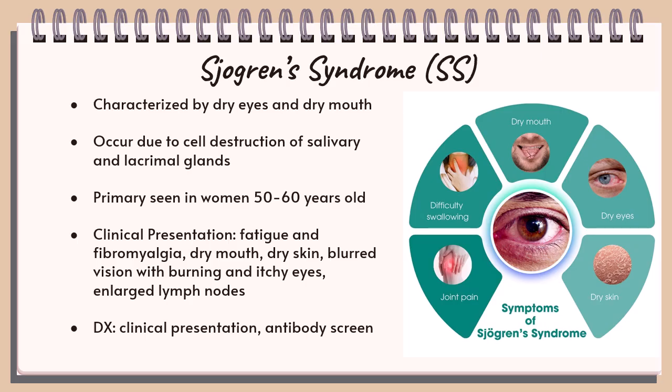How it's diagnosed is going to be based on clinical presentation and antibody screening to see if it's autoimmune. But because some of these symptoms are typical for people as they age, such as the dry eyes and dry skin, you have to make sure it's autoimmune.